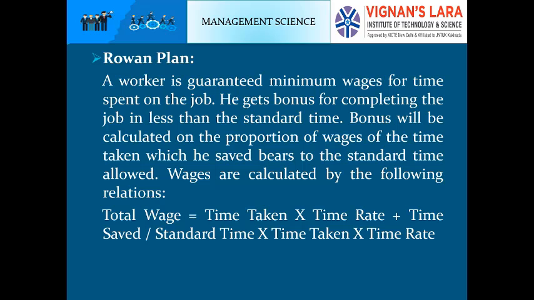Let us go to the next incentive plan, the Rowan plan. Rowan introduced his own formula for determination of the real remuneration to the worker. He also bases it on the standard time and the actual time taken, but the difference compared with the Halsey plan is in the determination of the bonus, the extra remuneration, where the worker completes in less than the standard time. A worker is guaranteed minimum wage per time spent on the job. For example, if the worker does not complete below the standard time, he has a guarantee of actual time spent into hourly rate. He gets a bonus for completing the job in less than the standard time.